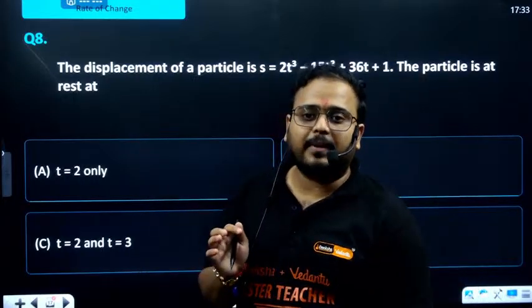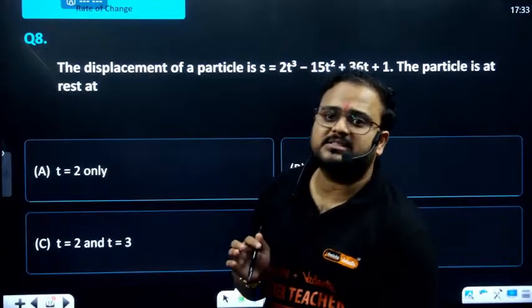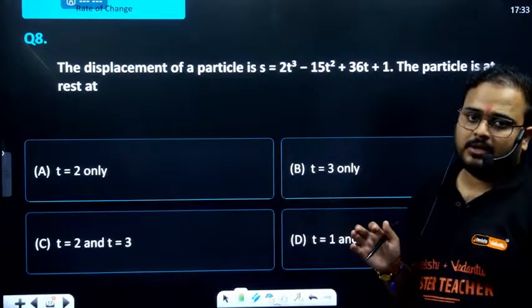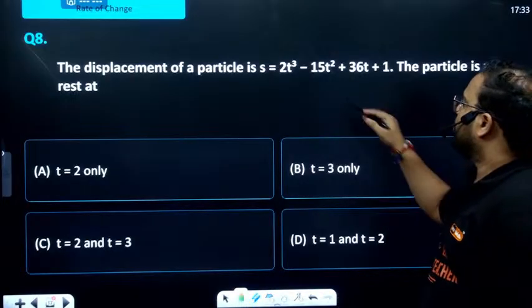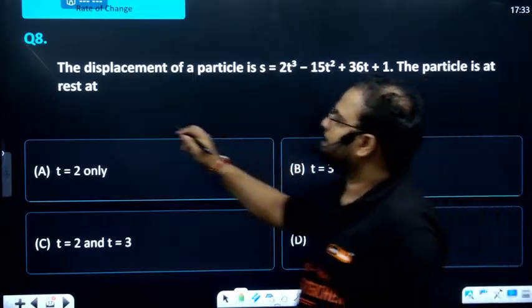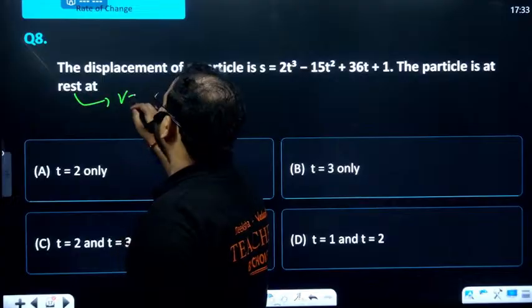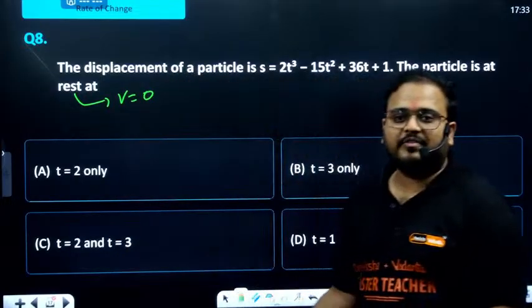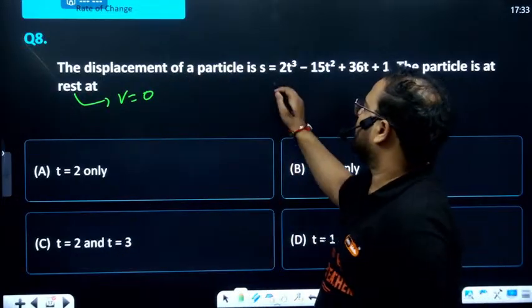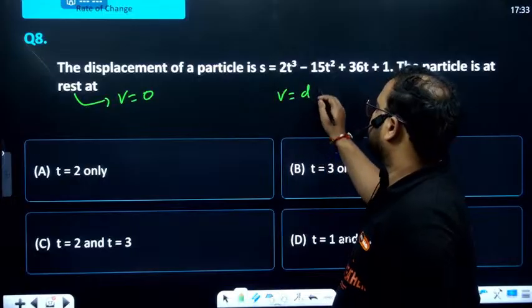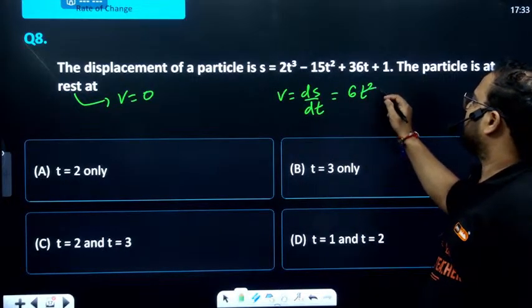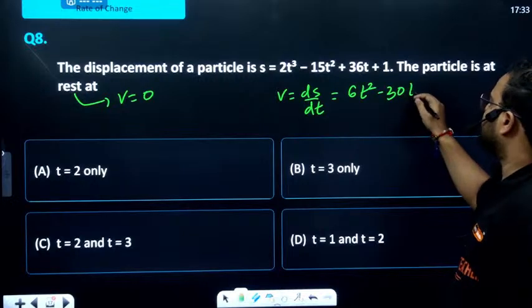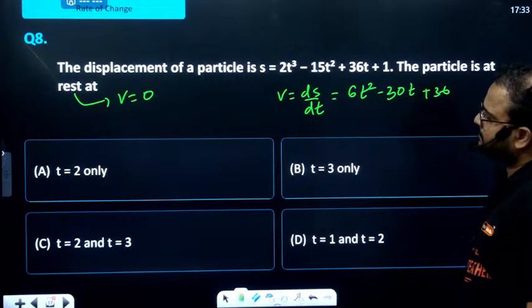The displacement of a particle is s equals 2t cubed minus 15t squared plus 36t, find when the particle is at rest. Rest means velocity is 0. So we'll find the velocity function and equate it to 0. Velocity is ds by dt. We get 6t square minus 30t plus 36.